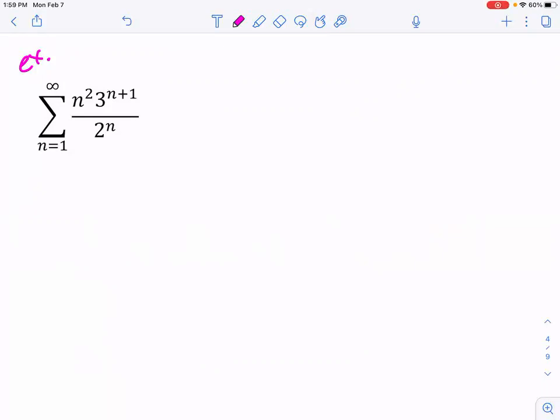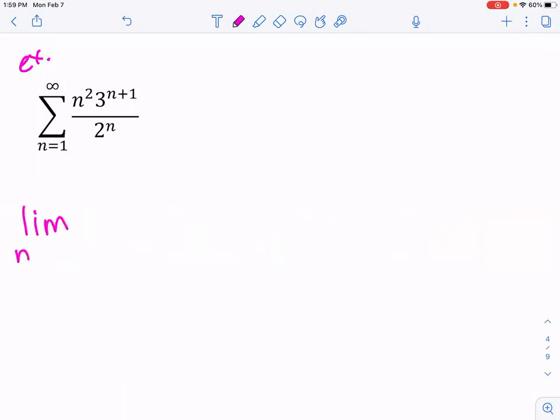Okay, do you see how this series has just a whole bunch of stuff going on? Like if we had 3 to the n plus 1 over 2 to the n, we can deal with that geometrically, okay? But then you give this n squared. And so when there's multiple types, like more than one type of function thrown in there, we want to use the ratio test.